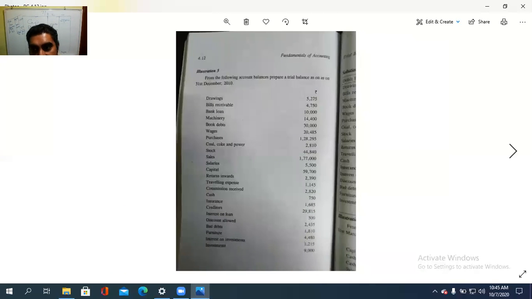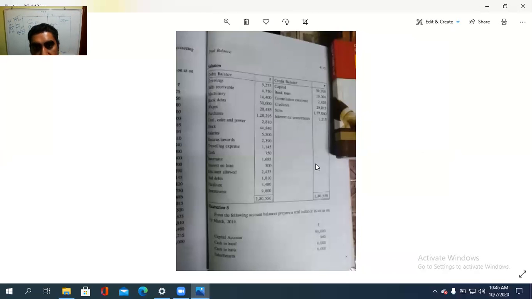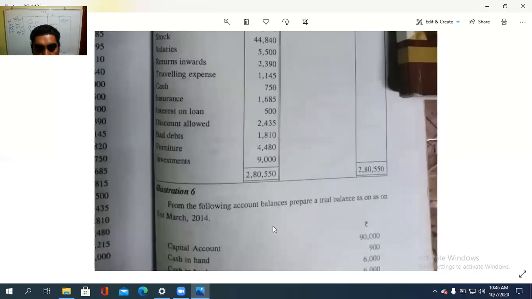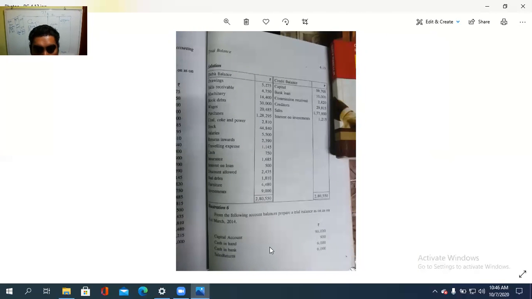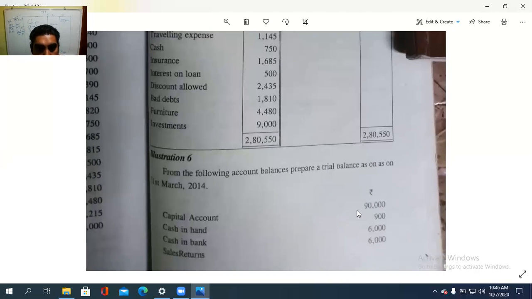So we will see whether it is correct or not. See, interest on investment. So it is already tallied up. This is the case where the trial balance is prepared. Then another one also, from the following account balances, prepare a trial balance as on that date.